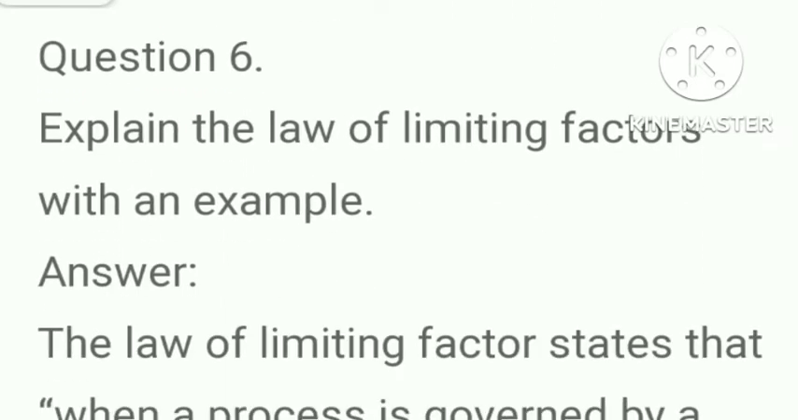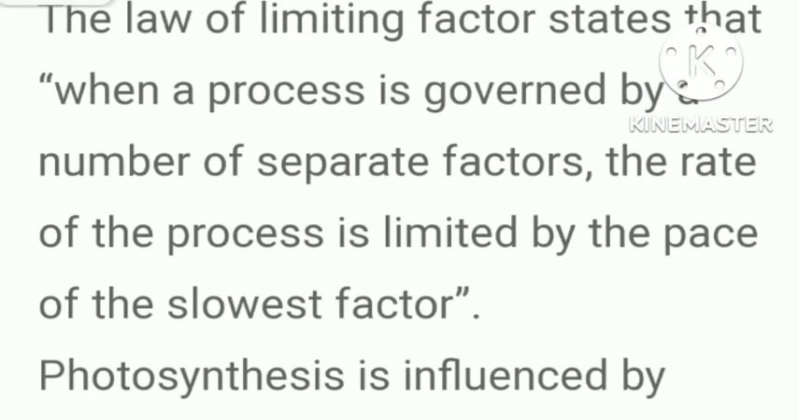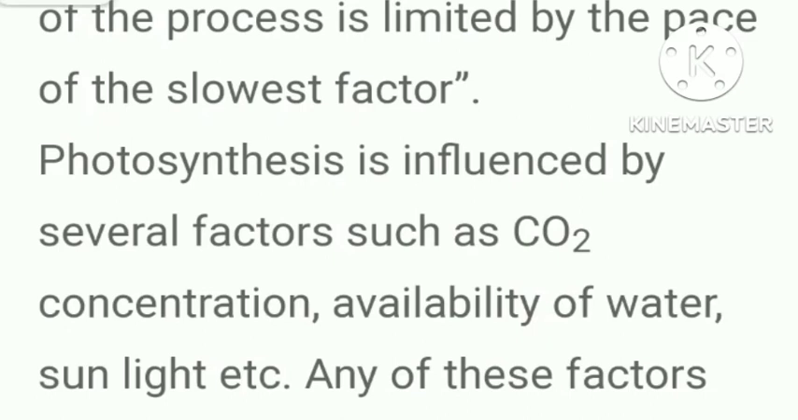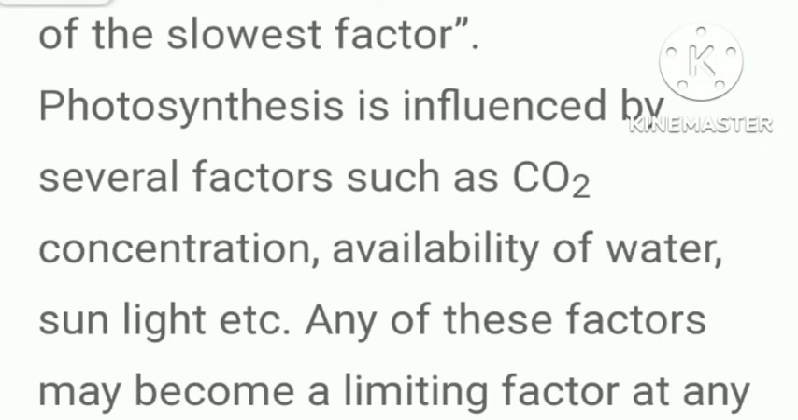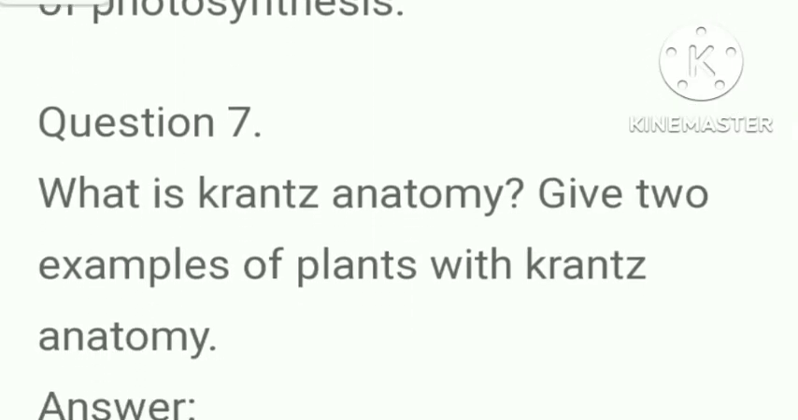Explain the law of limiting factors with an example. Answer. The law of limiting factors states that when a process is governed by a number of separate factors, the rate of the process is limited by the pace of the slowest factor. Photosynthesis is influenced by several factors such as carbon dioxide concentration, availability of water, sunlight, etc. Any of these factors may become a limiting factor at any one moment and may limit the rate of photosynthesis.